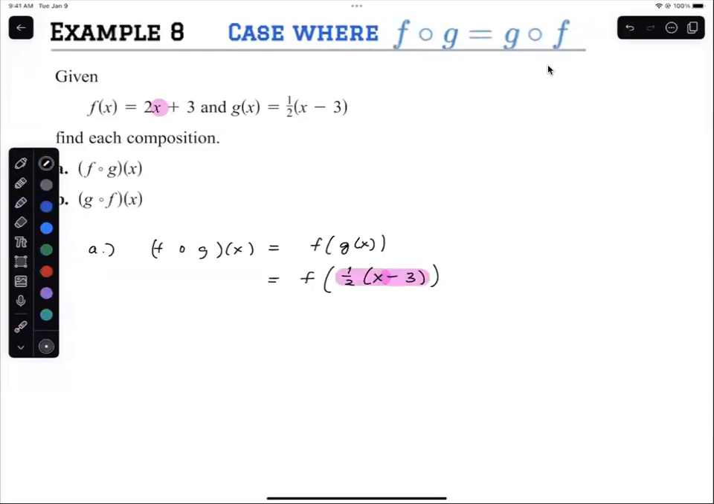So this is going to be 2 times 1/2 times x minus 3, plus 3. 2 times 1/2 is 1. So these cancel, and I'm just left with x minus 3 plus 3, which is x.